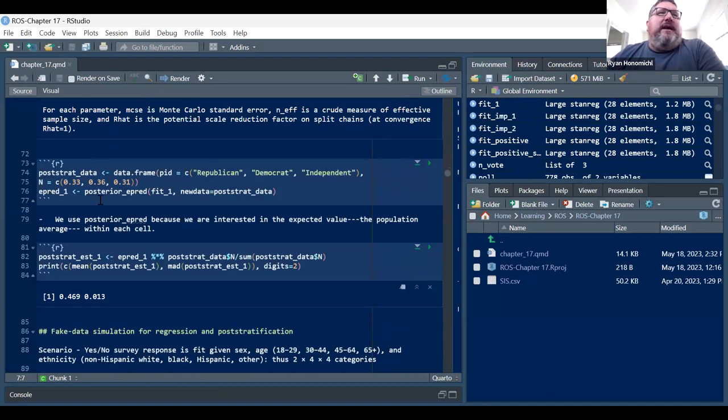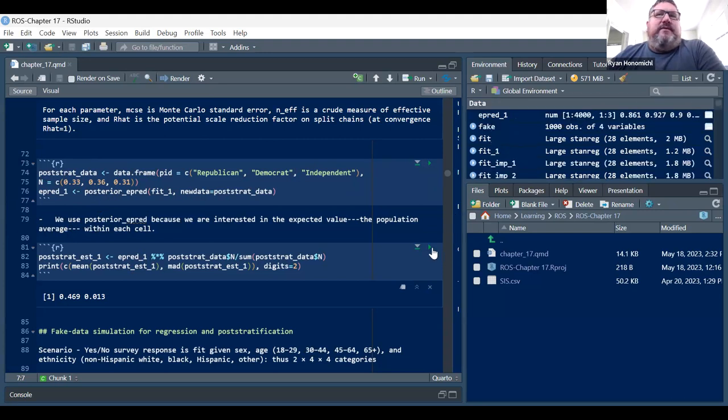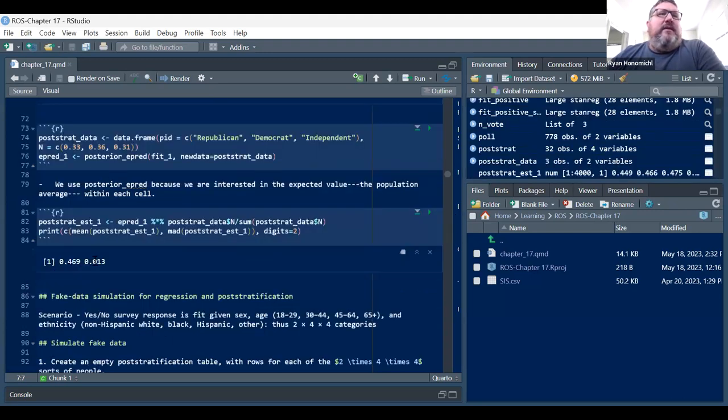We then use this to create posterior probabilities, expected population averages within each cell. Basically what we have here is 46.9% approval. But what's nice here is we also have this piece of uncertainty, which is a new piece for us, and of course a huge theme of what we've done throughout this book: it's not just about getting estimates, it's about getting estimates of your uncertainty.